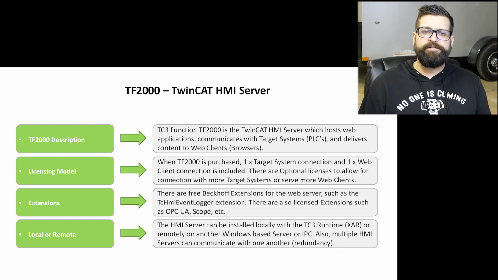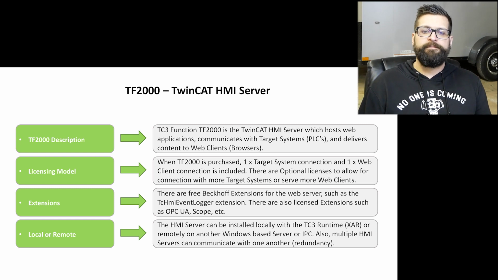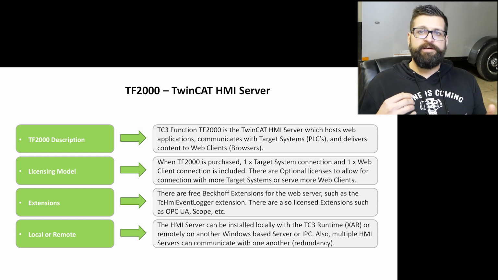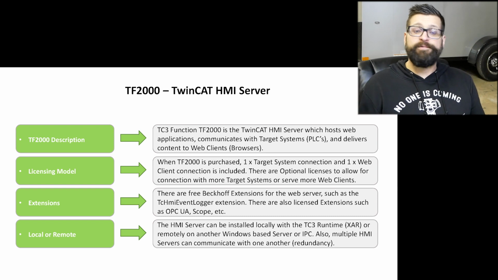The licensing model is, when you purchase TF2000, you get one target system connection and one web client connection included. So if you've got one PLC that you want to connect to, and you're going to have one web browser at all times that's connected to that web server, that would suffice with just the base TF2000 license.